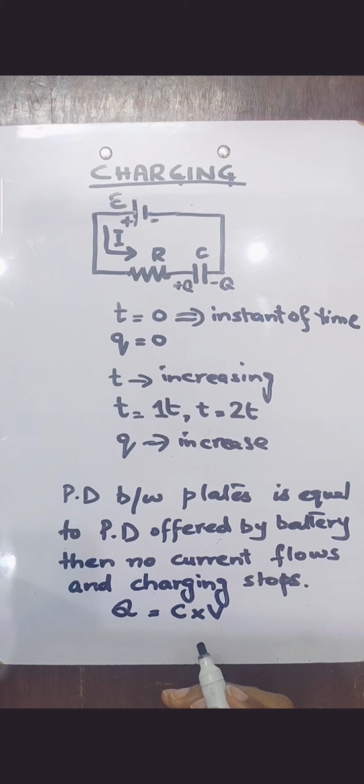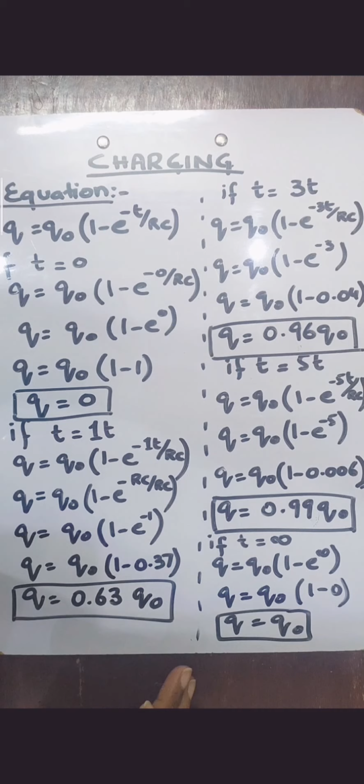The charging process will stop then, and we can determine this by the formula Q equals CV, and explain it through the charging equation Q equals Q naught times 1 minus e raised to the power minus T by RC. This equation comes from Kirchhoff's rule, which we will discuss in the next chapters. If T is 0, Q is 0, and if T is 1T, Q equals 0.63 Q naught. After 1 unit time the capacitor has been charged up to 63% of the maximum value.